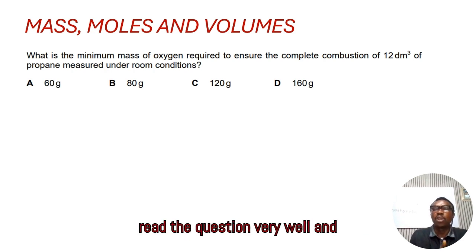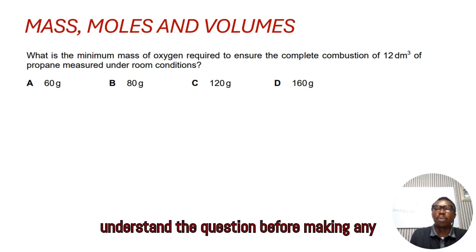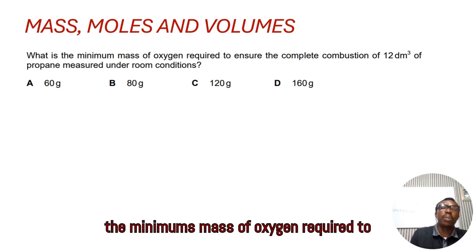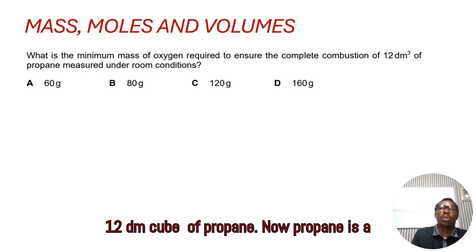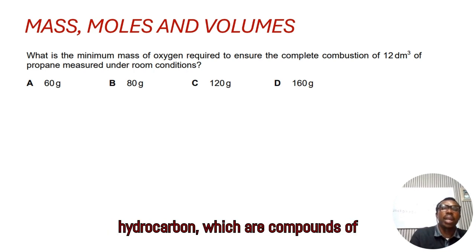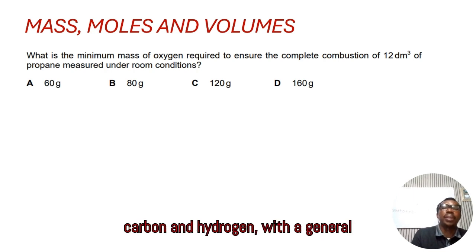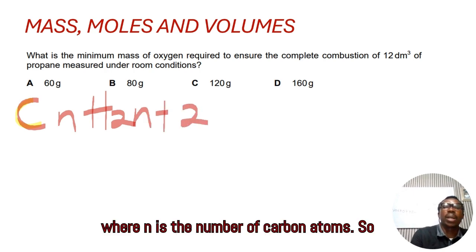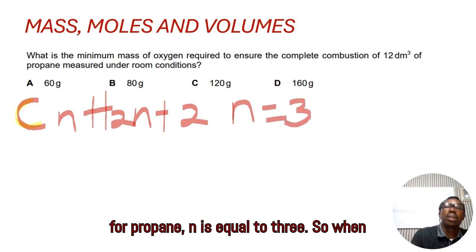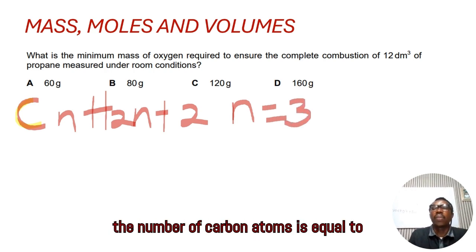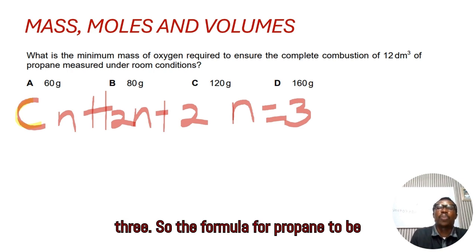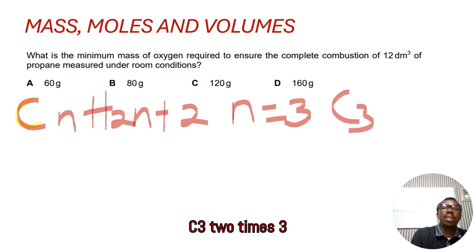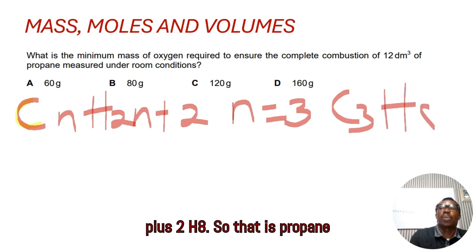So the first thing you need to do, you have to read the question very well and understand the question before making any attempt. Now you're asked to calculate the minimum mass of oxygen required to ensure the complete combustion of 12 dm³ of propane. Now propane is a hydrocarbon, which are compounds of carbon and hydrogen, with a general formula of CnH2n+2, where n is the number of carbon atoms. So for propane, n is equal to 3. So when the hydrocarbon is propane, that means the number of carbon atoms is equal to 3. So the formula for propane is C3, 2 times 3 is 6 plus 2, H8. So that is propane, C3H8.